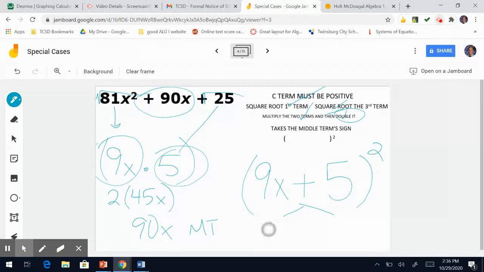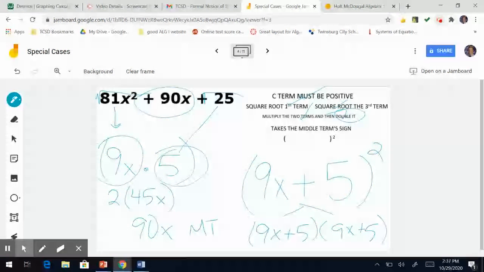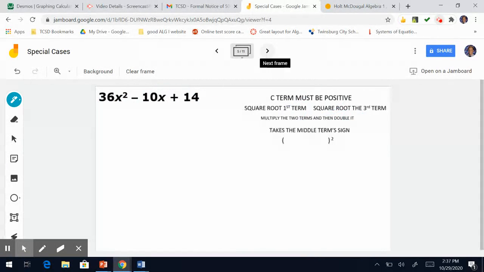Or if we broke it down, I'm just too lazy to do this. I won't do it again. This is the expanded form of that. All right? So these are really quick problems if you know what to look for. Again, we have that on the top right there. C term must be positive. Is my C term positive? Check.